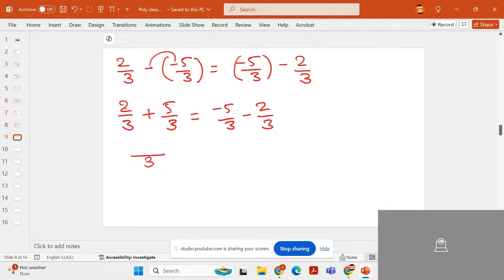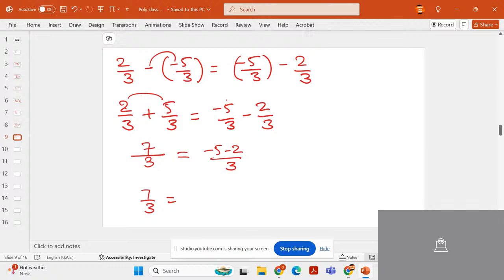So 2 plus 5 is, what is 2 plus 5? 7. 7 by 3 is equal to, now here you have minus 5 minus 2 by 3. So 7 by 3 is equal to, what is minus 5 and minus 2?